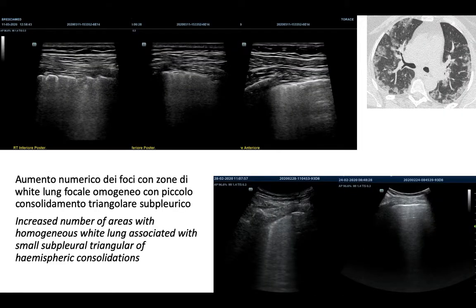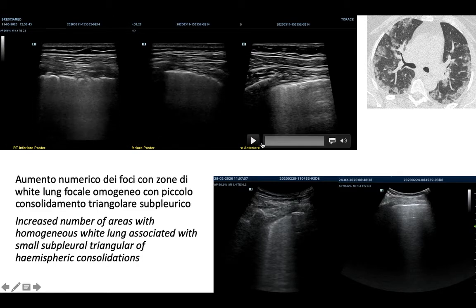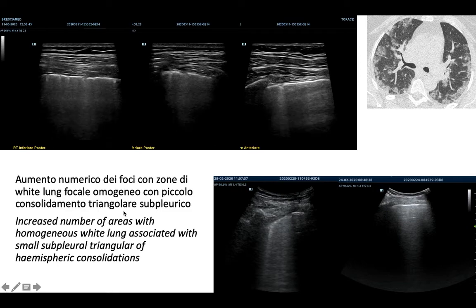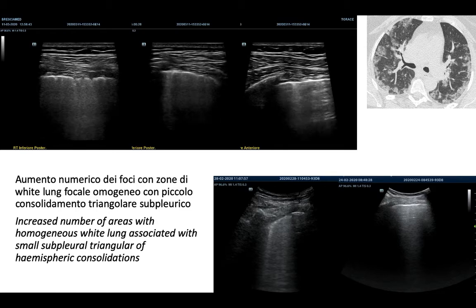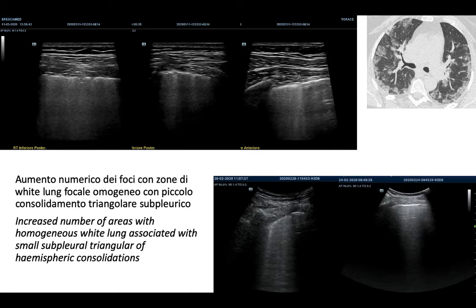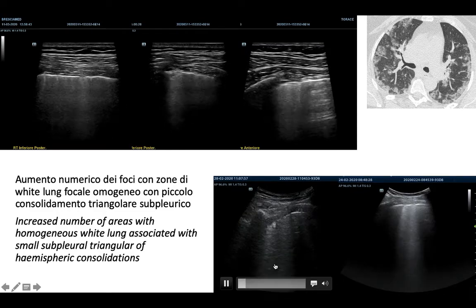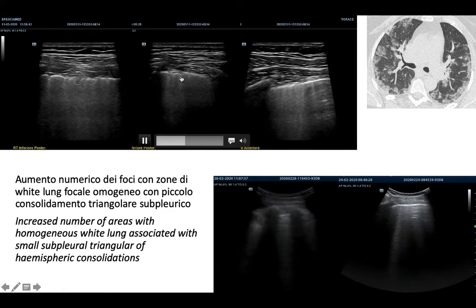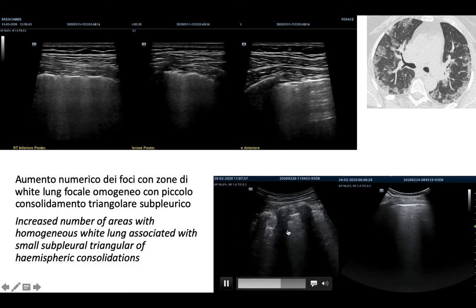Then we have an increase in the number of focuses with zones of focal homogeneous white lung with small subpleural triangular or hemispherical consolidation, and this is what we see. These are bands of white lung, and there are little consolidations on the surface.